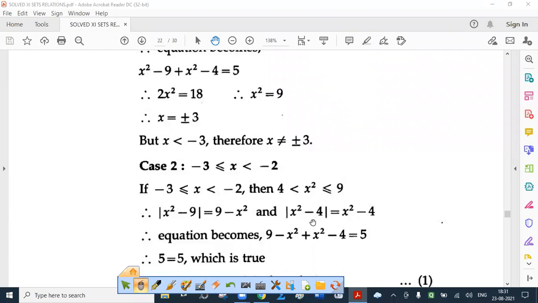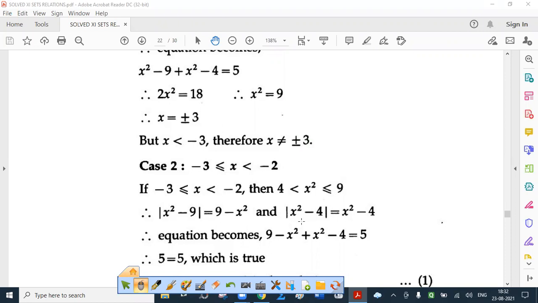See, square of negative number is also positive. That is why in the beginning we have to say 4. So what is mod of x square minus 9? Clearly it is 9 minus x square. Reason is simple. x square is either equal to or less than 9.